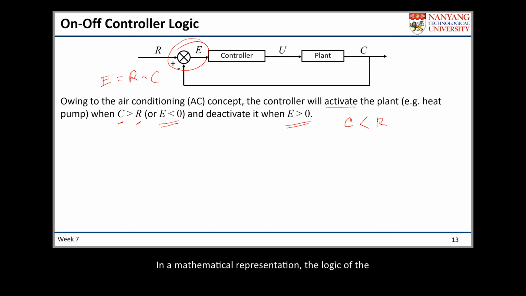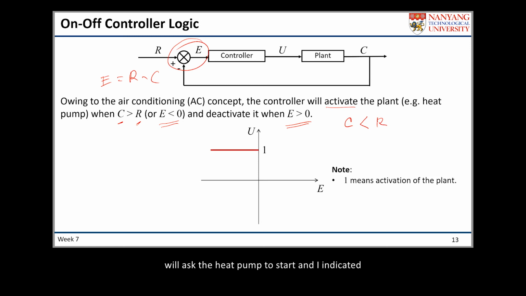In a mathematical representation, the logic of the controller can be presented this way. So again, if E is negative, saying that the room temperature is higher than the setting temperature, the controller will ask the heat pump to start. And I indicate it here as 1. So 1 means start the heat pump.